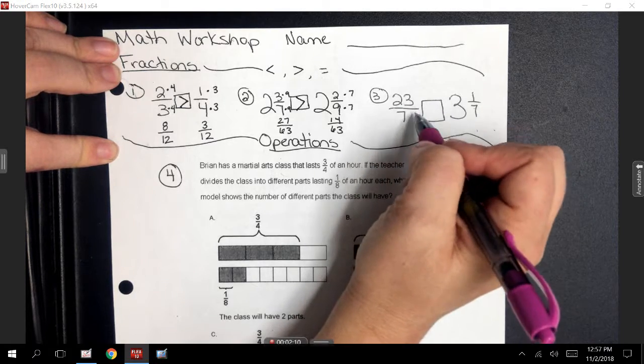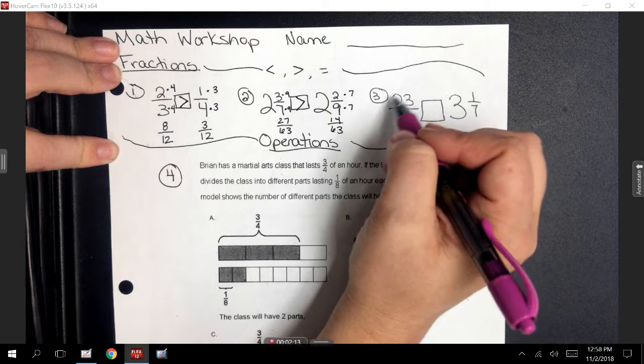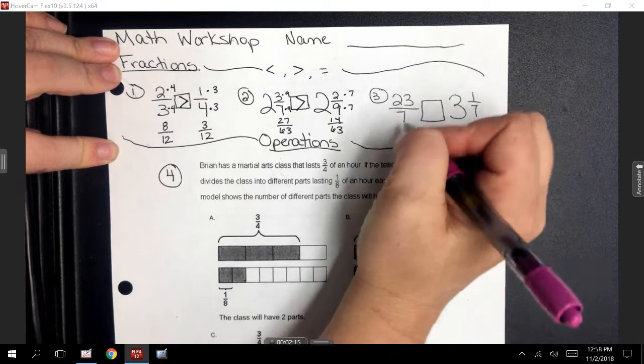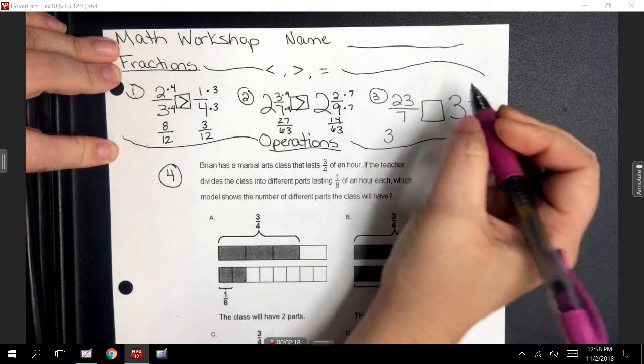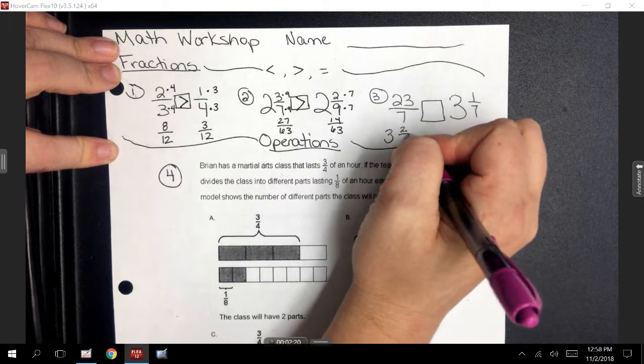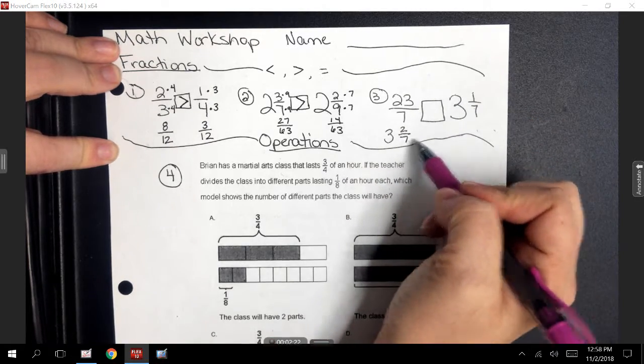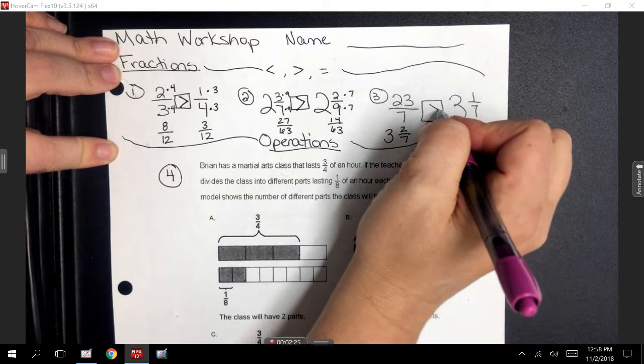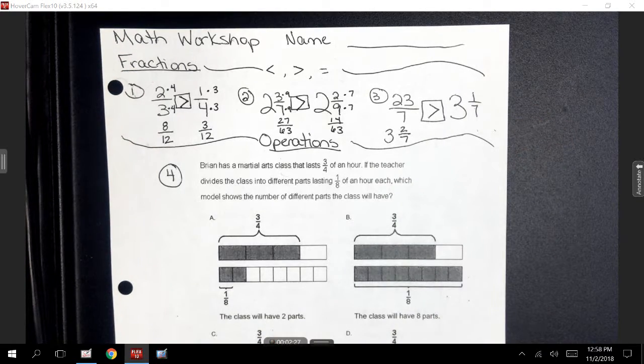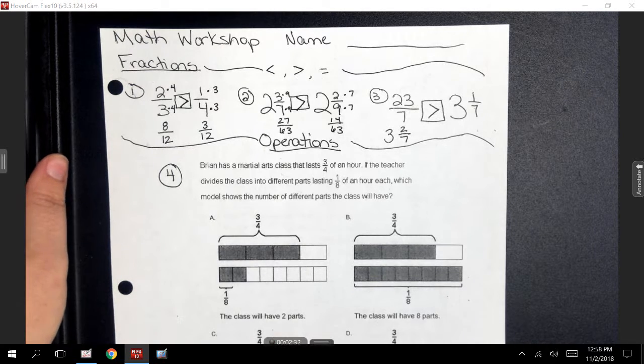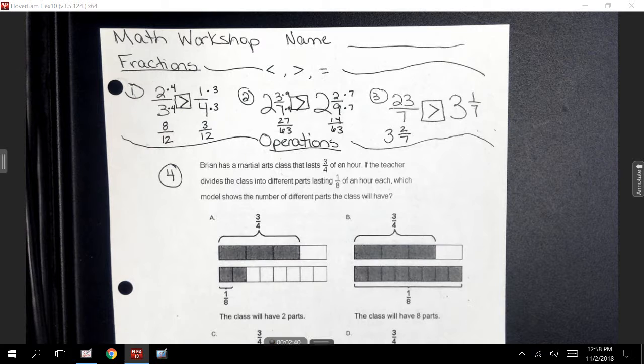This one is improper. So the easiest option, let's just change this to a mixed number. 7 will go into 23 3 times, which gives me 21, which leaves 2 left over. So now I have 3 2/7 versus 3 1/7. Again, that first one is going to be greater than, so we ended up with greater than going all the way across the top. Please make sure that you have the work shown in your math workshop as well as your answers updated.